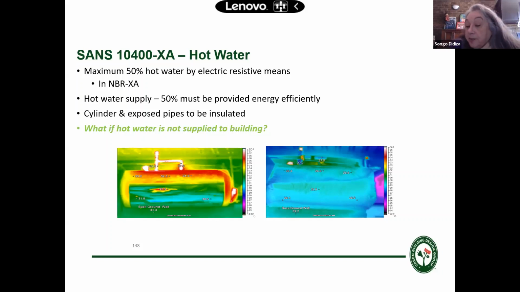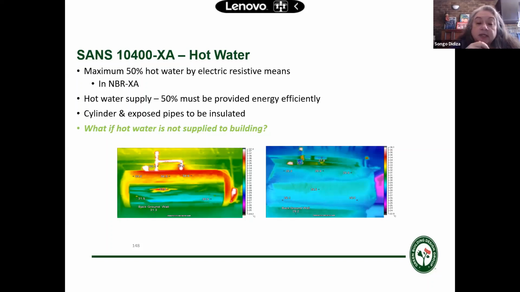This photograph that you can see is a thermal imaging photograph. I don't know if you guys have come across a thermal imaging camera. What it does is you point it at something and it shows you the temperatures of the object that you're looking at. So the picture on the left is just a hot water cylinder without insulation, and the picture on the right is after it's got a blanket on, and you can see these minimal areas that are very hot.